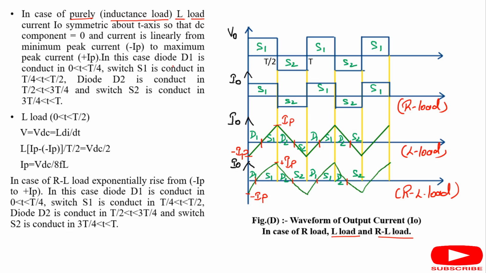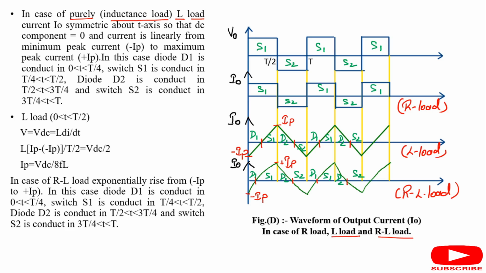So as we can see, the waveform of the output current I naught of the purely inductive load is symmetric about the time axis. Why is it symmetric? Because the output DC component is 0. So that's why the current linearly rises from the minimum peak current to the maximum peak current.